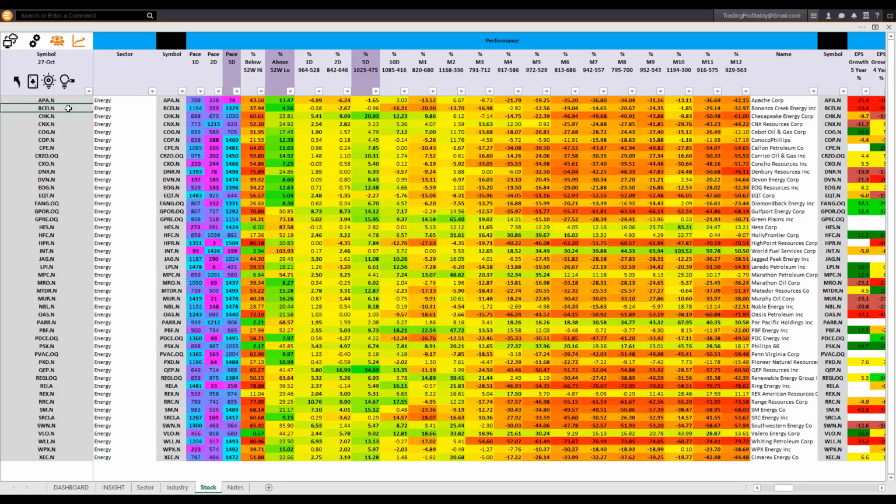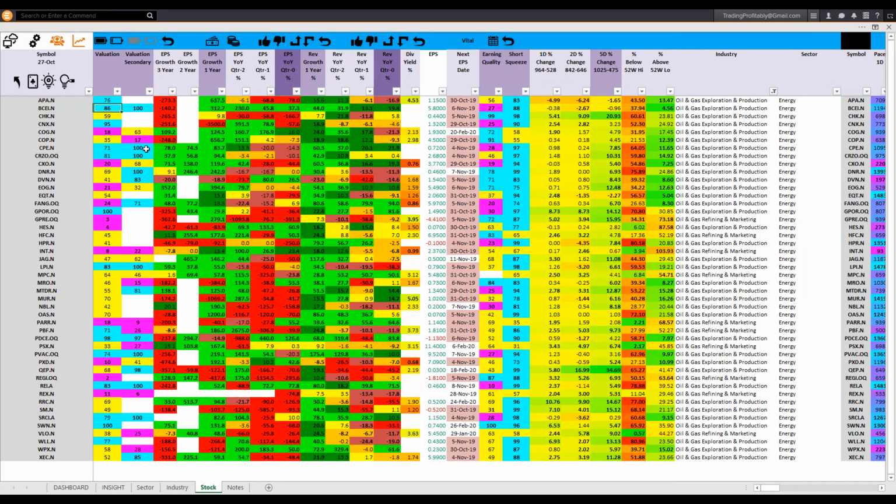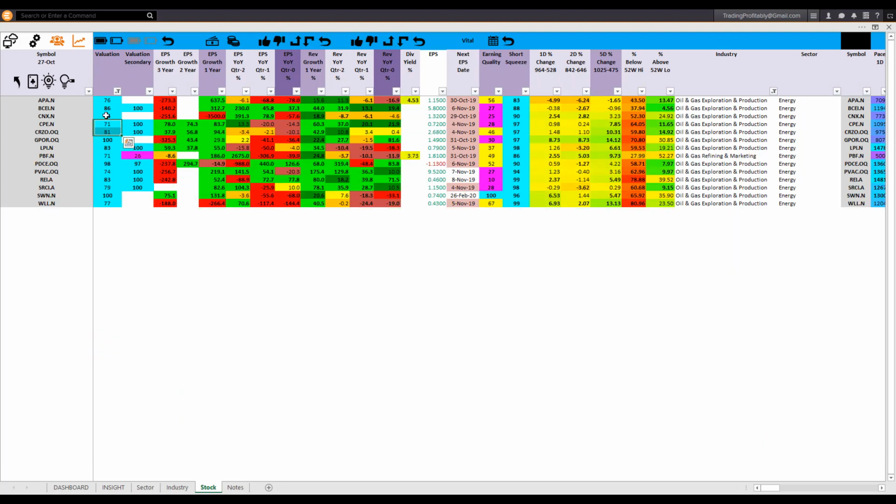We have a large number of stocks in these industries, as the energy sector and these industries were also weak for a long time. It may be a good idea to look for undervalued stocks. These are the stocks where the valuation column is in cyan color. I'm going to apply the smart filter to focus only on the undervalued stocks.